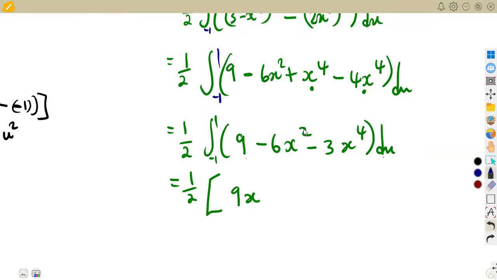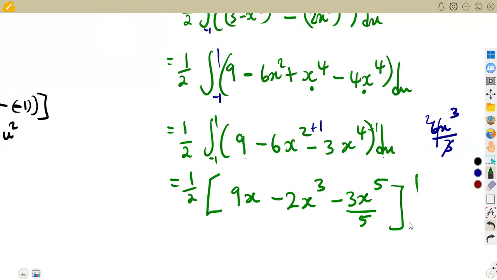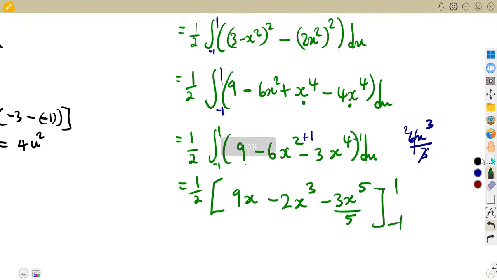6 here, we add a 1, so it was supposed to be 6x to the exponent of 3. Remember, you divide by the new exponent that you have, which is 3. So if you divide by 3, that was going to give us a 2. So that was going to be negative 2x to the exponent of 3. The same thing here, we add 1 on our exponent, so that will be minus 3x to the exponent of 5 over a 5. With our limits, that's 1 and -1 like that. So that is the idea of this question.